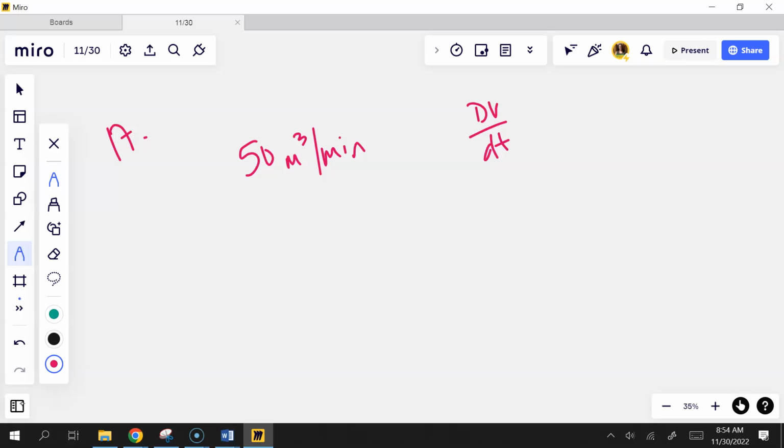All right. So water is flowing at the rate of 50 cubic meters per minute from a concrete conical. There's conical again, y'all. Reservoir.